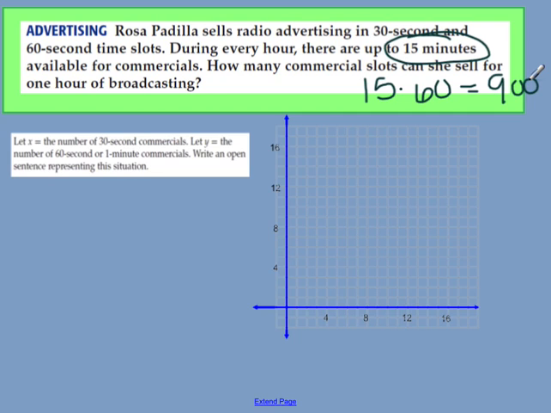Okay? That's one way to do it. Or you could look at it this way. 30 seconds is 1/2 of a minute. Likewise, 60 seconds is 1 minute.